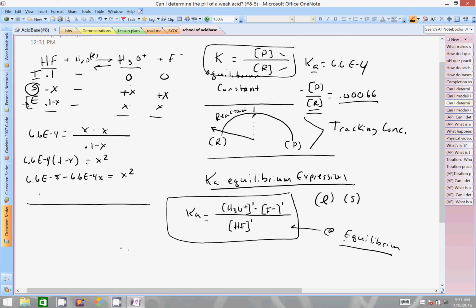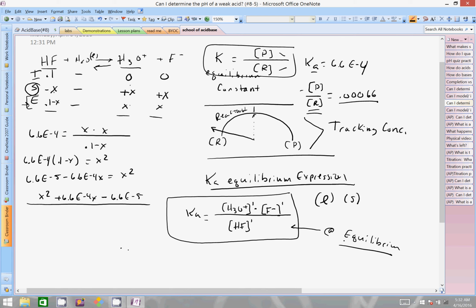I get x squared plus 6.6 e to the negative fourth x minus 6.6 e to the negative fifth, and this is a quadratic formula, and you could plug it into a quad solver and solve for the root answers. And at this point, one would make sense and one wouldn't. The one that would make sense would likely be x has to be smaller than 0.1, and the other one, the value would be bigger than 0.1.